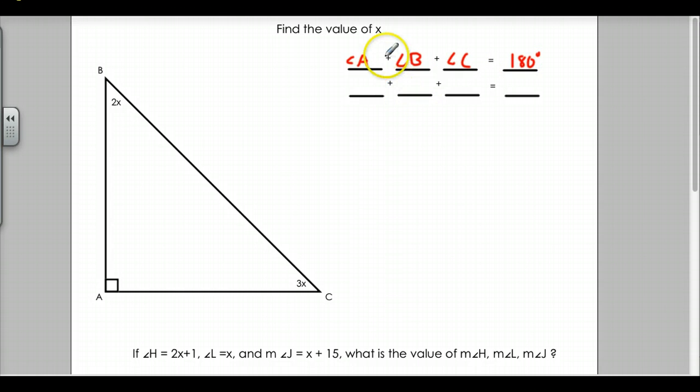Now what I'm going to do is substitute the known values. Angle A is 90 degrees. Remember that little box means 90 degrees. Angle B is 2x and angle C is 3x. That is how I set up my equation: the three angles, added together, equal 180. So now our equation is set up. All we have to do is solve it. Once again, if you know how to solve it, please just jump ahead. If you want to see how to solve it, stay with me.